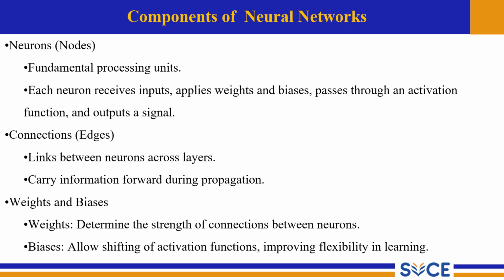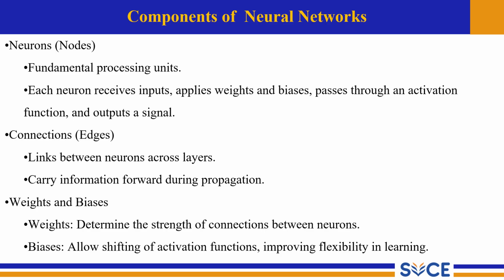Next, we have the connections or edges. These connect neurons from one layer to the next, and they carry information forward through the network. Each connection has a weight that determines how strongly the signal from one neuron influences the next. Finally, we have weights and biases.